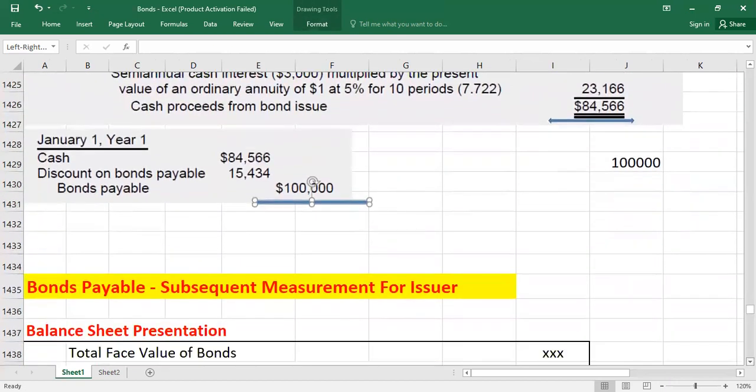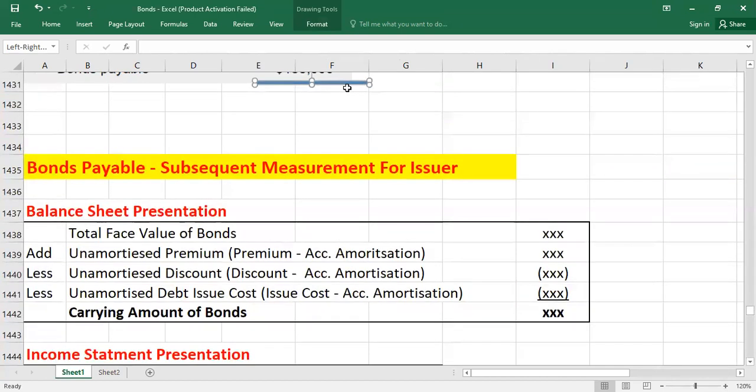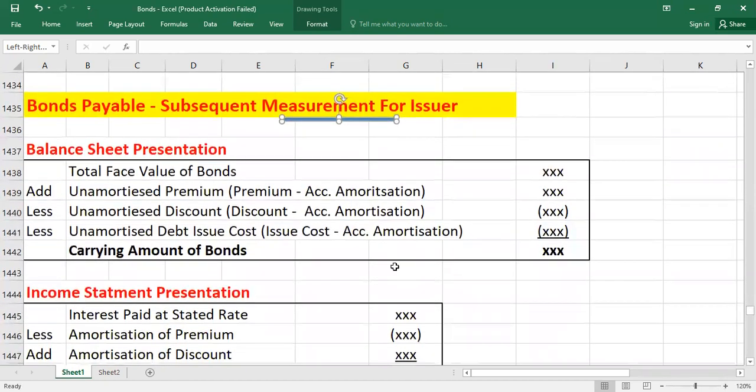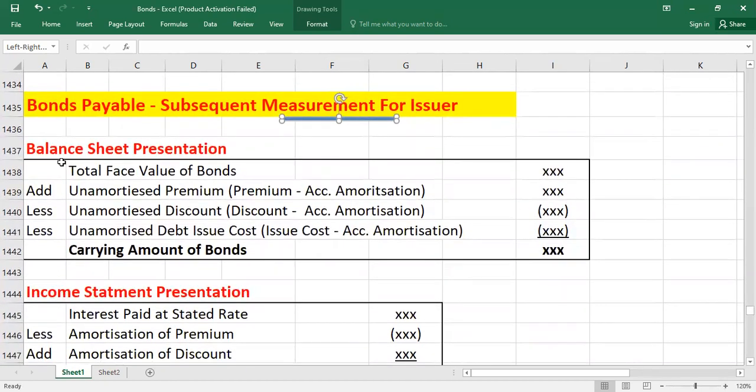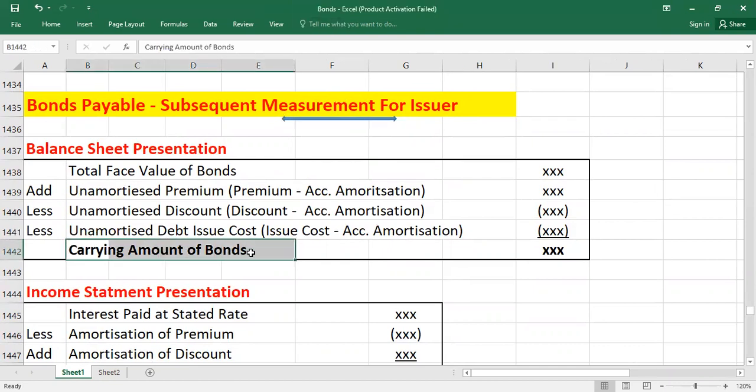Okay, now what to do for the subsequent measurement. This video will be a little bit longer because I'm trying to cover a lot here. So, bonds payable subsequent measurement. You should remember, this is always the formula to calculate the carrying amount of the bonds in the balance sheet. How can we calculate? In the balance sheet, this is how we can present our bonds.